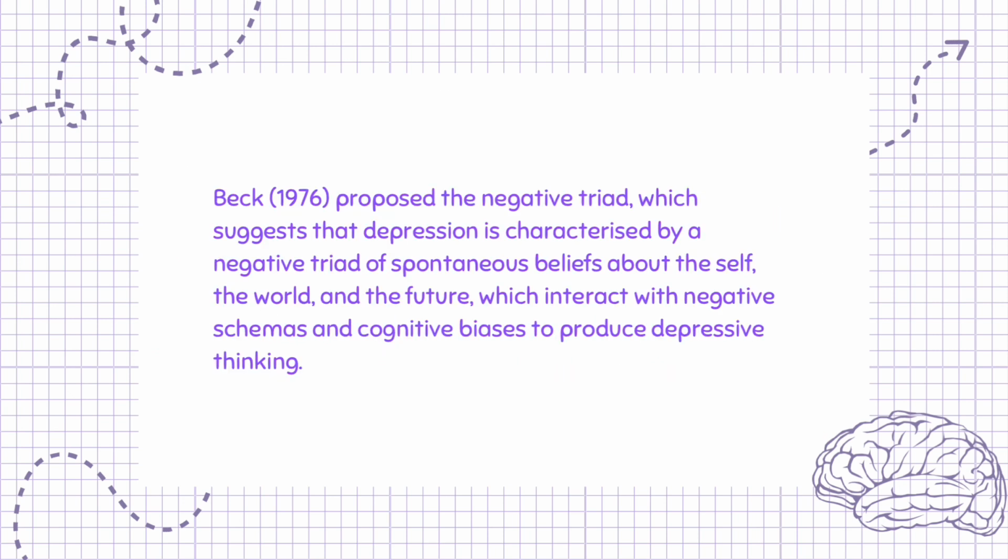Beck, 1976, proposed the negative triad, which suggests that depression is characterized by a negative triad of spontaneous beliefs about the self, the world, and the future, which interact with negative schemas and cognitive biases to produce depressive thinking.